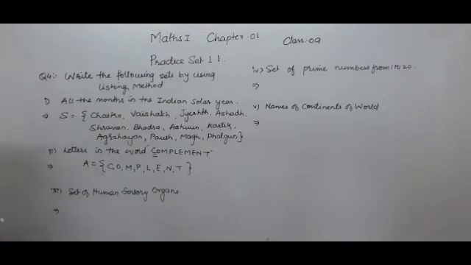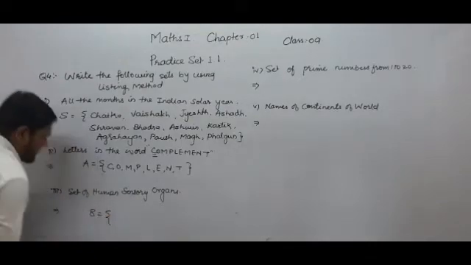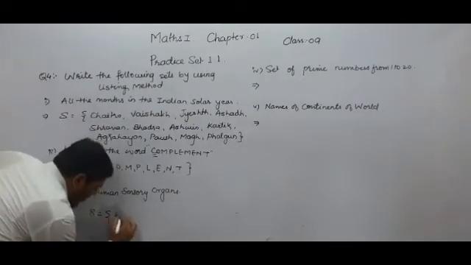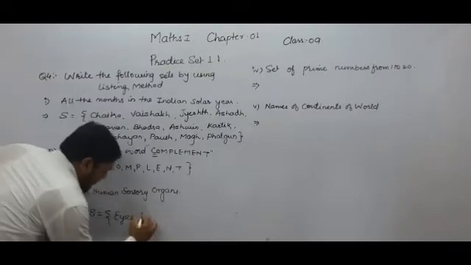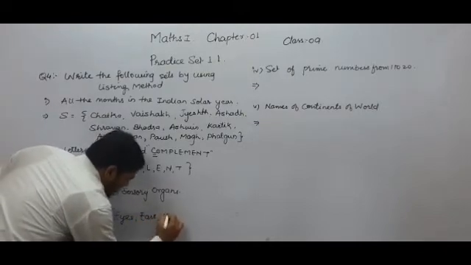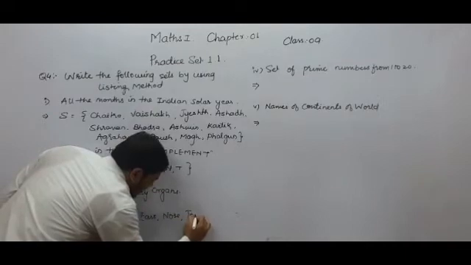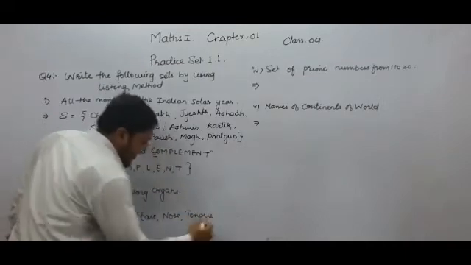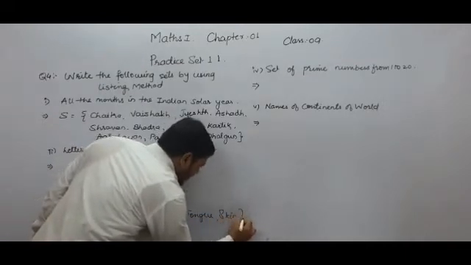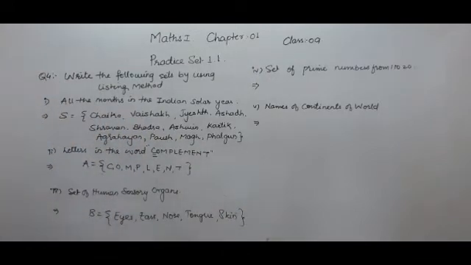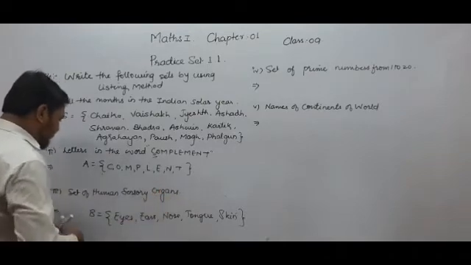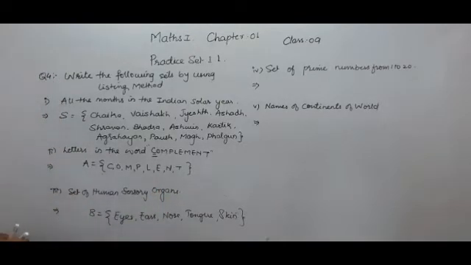Now the next question is the set of human sensory organs. Students, we all know the sensory organs in our body. Let this set be denoted by capital B. B is equal to curly bracket, and the sensory organs are eyes, ears, nose, tongue, and the last one is skin. These are the 5 sensory organs in human beings. There are only 5 sensory organs in a human being, and they are eyes, ears, nose, tongue and skin.